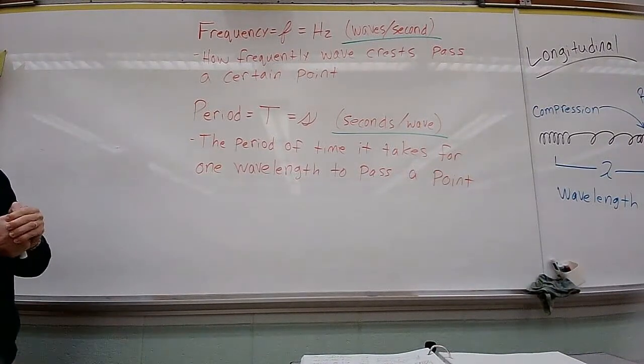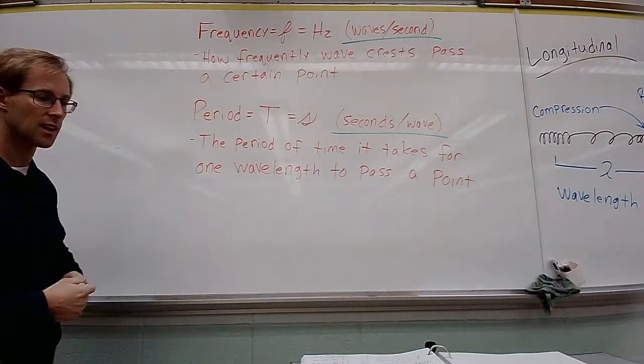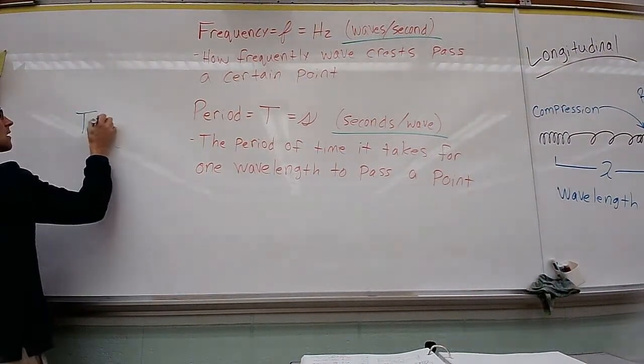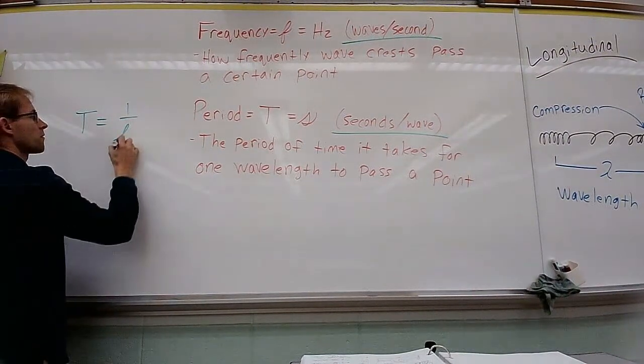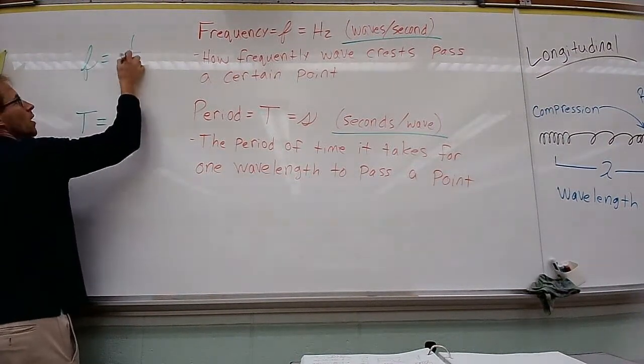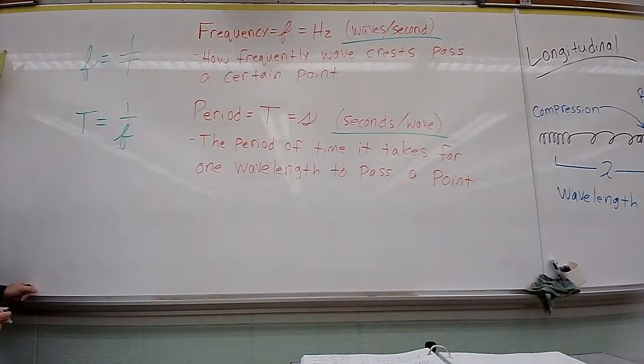The good part, too, about these two things is that they're related. Period is equal to 1 over frequency, and frequency is equal to 1 over period. So you need to know that relationship, too.